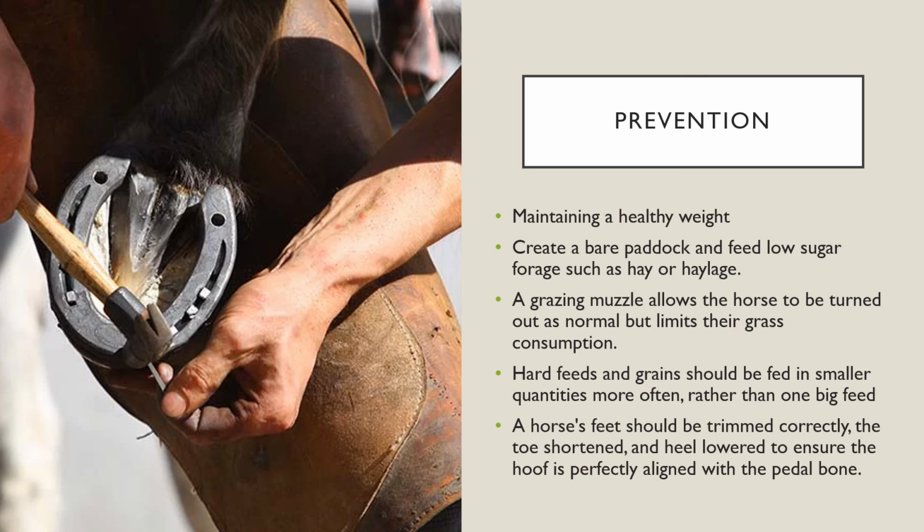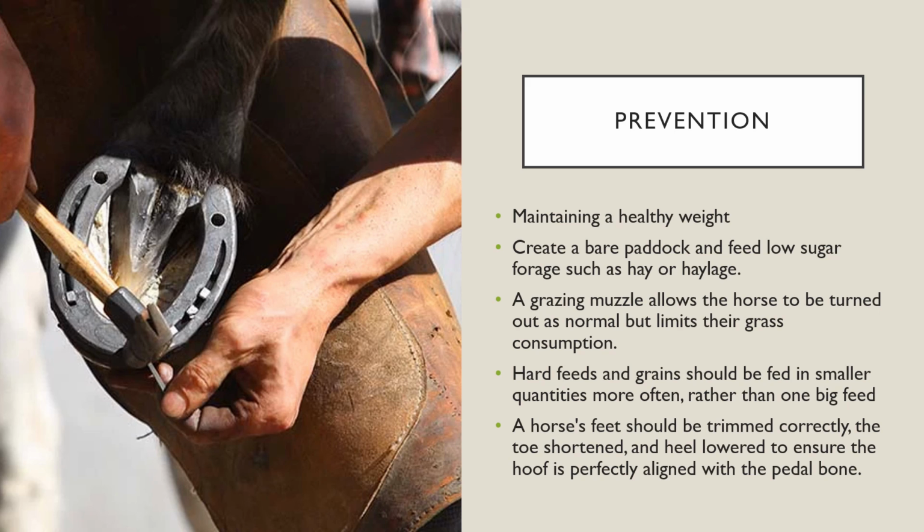Hard feeds and grain should be fed in smaller quantities more often rather than one big feed. A horse's feet should be trimmed correctly, the toe shortened and the heel lowered to ensure the hoof is perfectly aligned with the pedal bone. It is also a good idea to soak hay to reduce the carb content. I have had to do this in the past for my horse that suffered with laminitis and it benefited them greatly.